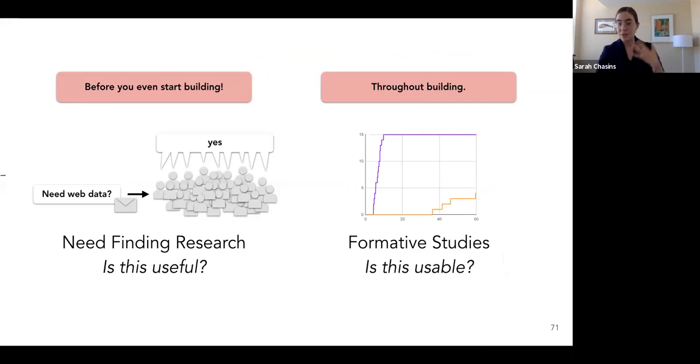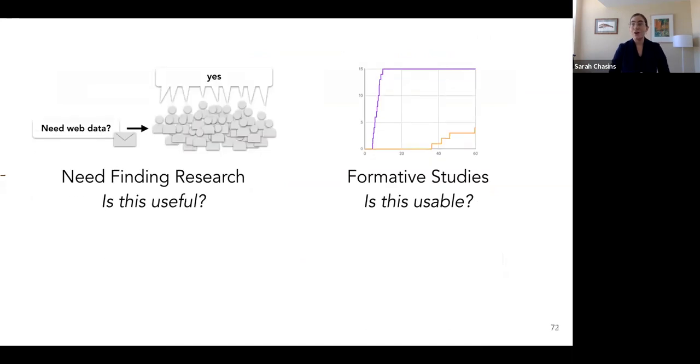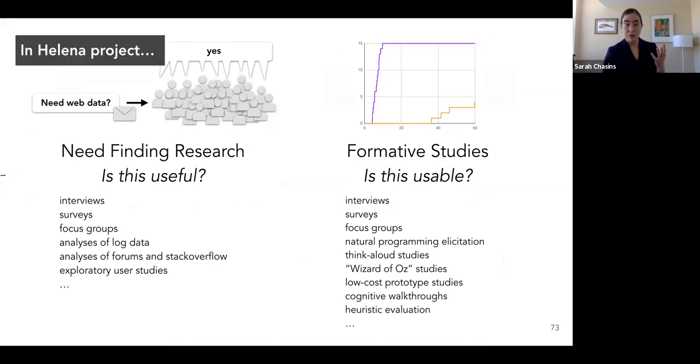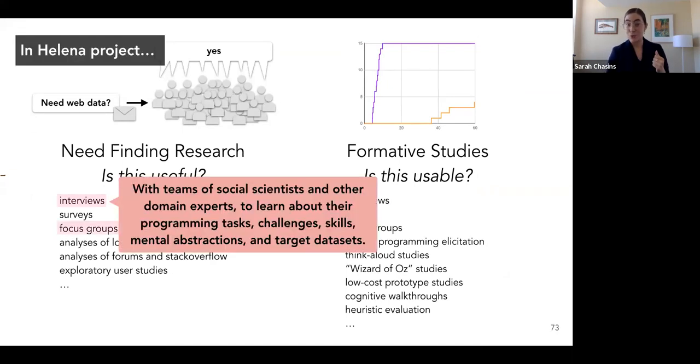And then throughout the process of building, we can be doing formative studies. We can be figuring out, okay, is this tool usable? If not, why not? And there are all these different kinds of studies that we can actually do to figure this out. So I'm going to highlight a couple that we used throughout the course of the Helena project, and I'm going to mention a couple more. So we did some interviews, we did some focus groups. All of these were with basically teams of social scientists and other domain experts.